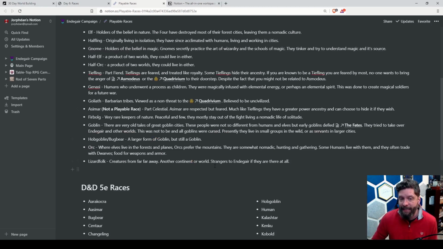Aasimar, the same thing, part celestial. Aasimar are respected but feared, and much like tieflings, they have a greater power ancestry, and if they want to, they can choose to hide it.